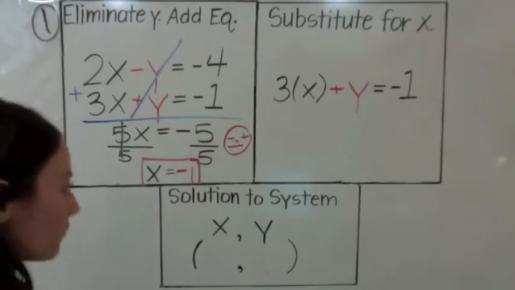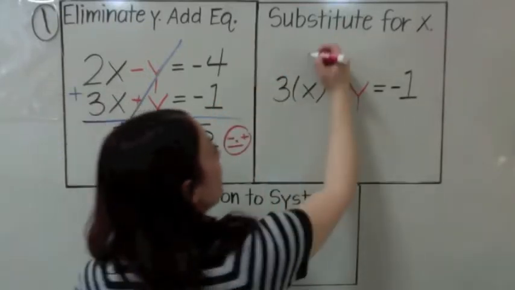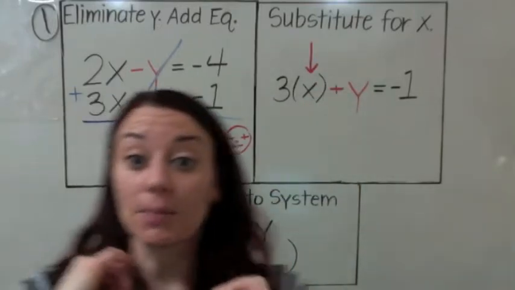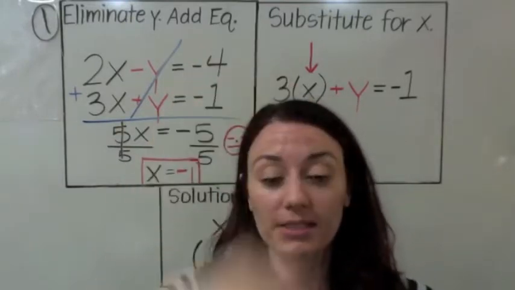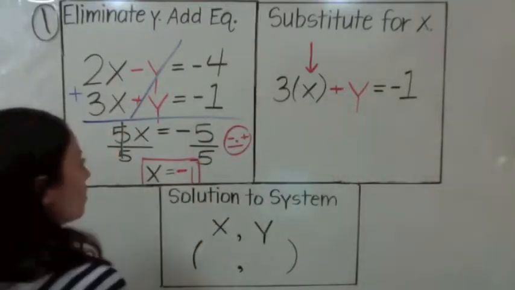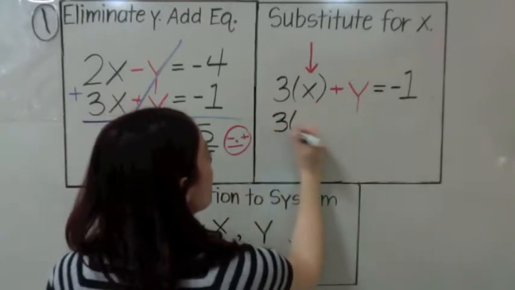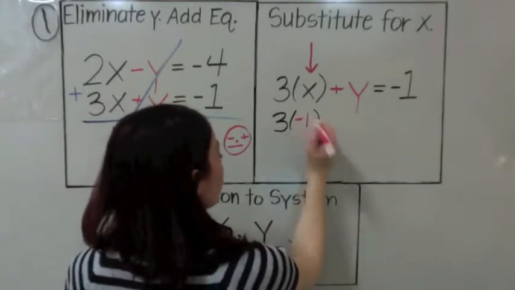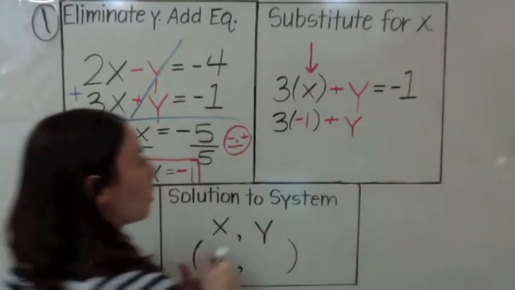-1. So the next step is to substitute for x. So you're going to put -1 right where you see x. What is substitution? Say, substitution. Putting a number in the place of a letter. So we're going to put -1 in the place of x. Now there's parentheses around the x, which means I'm going to multiply 3 times -1, and then continue to write the equation. Plus y equals a -1.